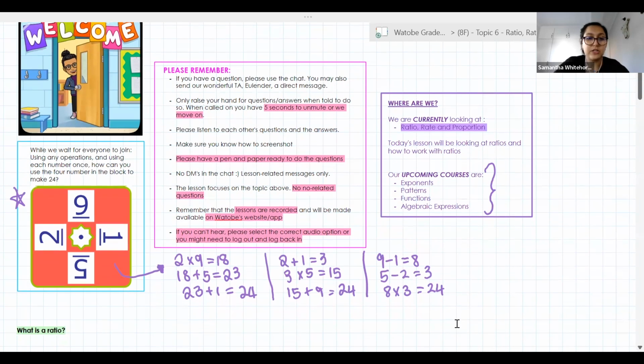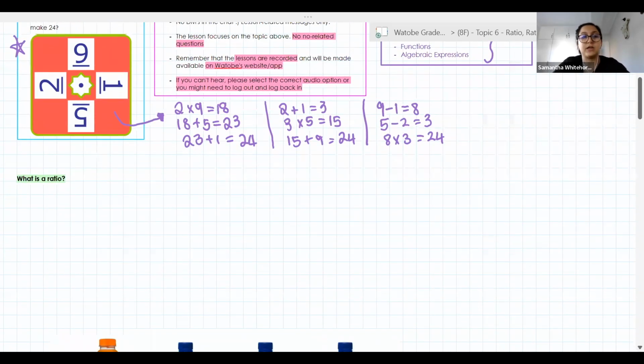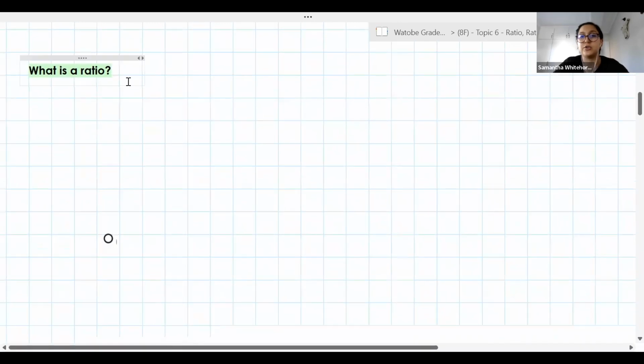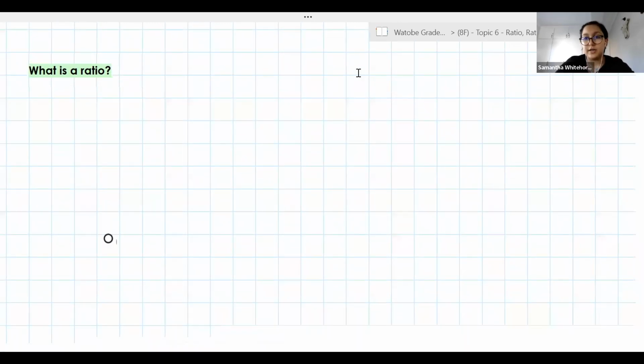I'm getting into it. So we are going to chat about, whoopsie daisies, ratios today. So at this point, you can raise your hands. Does anyone want to tell me, or can anyone tell me what a ratio is? You can put it in the chat as well if you don't want to raise your hand. But what is a ratio?